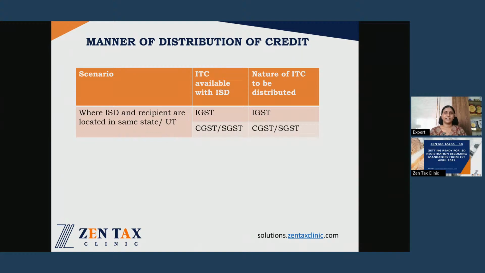If the ISD receives any invoice which has tax as IGST, then they need to transfer the ITC as such. That is, if they received any IGST credit, they should transfer the credit as IGST credit. Let us say they have received any invoices for which the tax levied is CGST and SGST. Then if they are in the same state, they can transfer it as CGST and SGST to the ISD units.